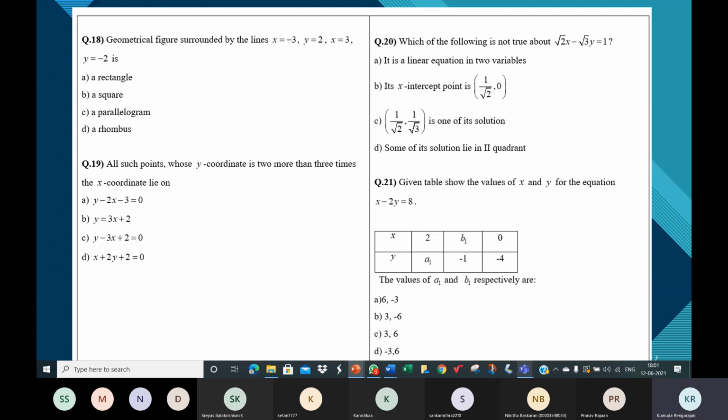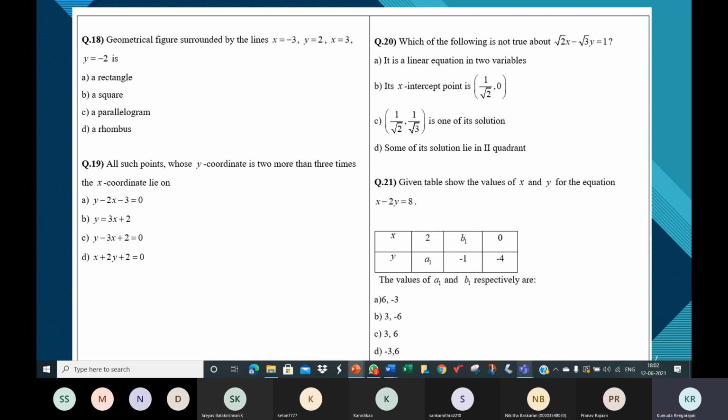Question number 19. All such points whose y coordinate is 2 more than 3 times the x coordinate lie on. Y is equal to 3x plus 2, ma'am. All such points whose y coordinate, so y is equal to, meaning y is equal to 2 more than 3 times the x coordinate. So y is equal to 3x plus 2.